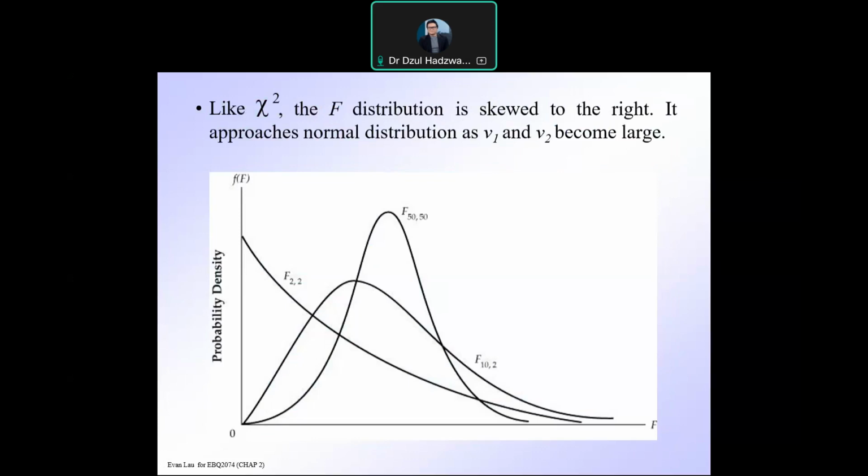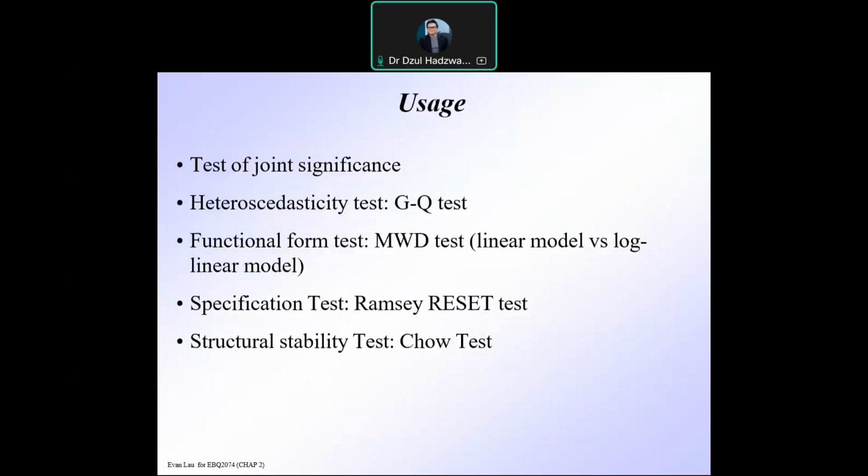Okay, the F distribution also has its own distribution. We will also learn in detail about the Ramsey test when we discuss the multicollinearity learning unit.